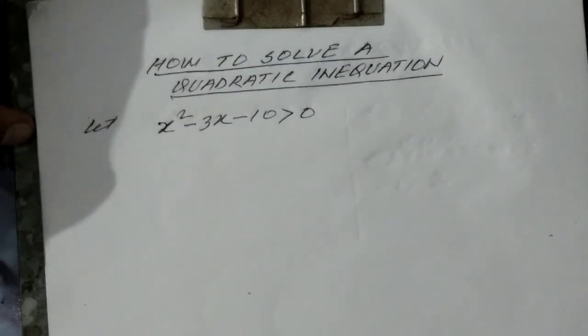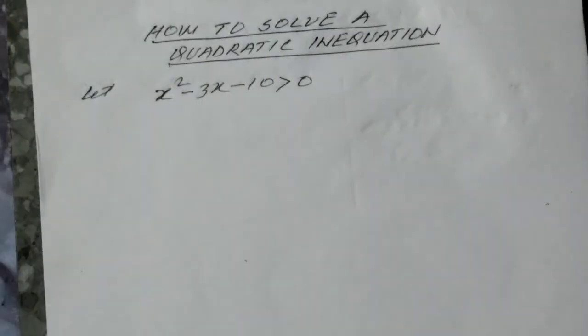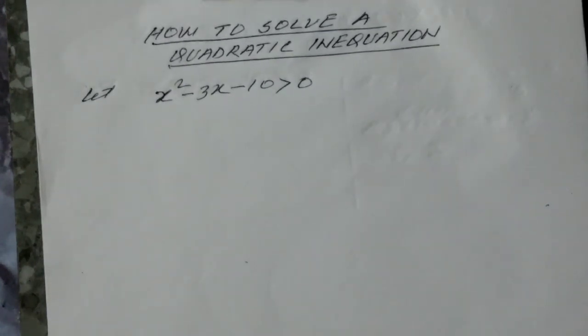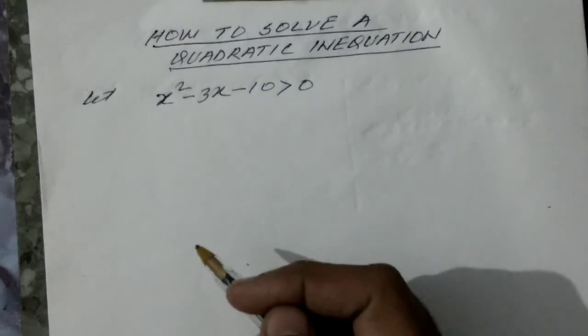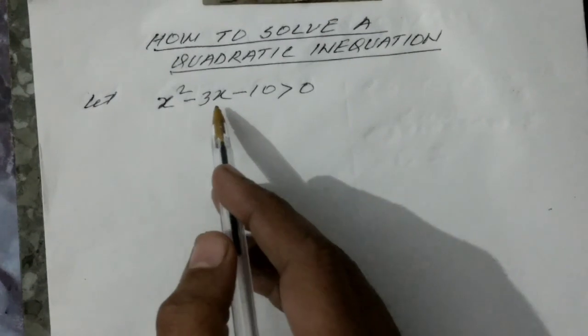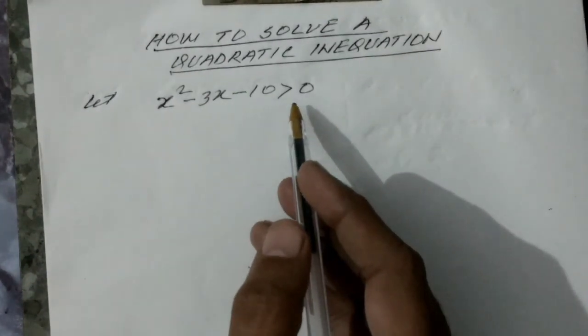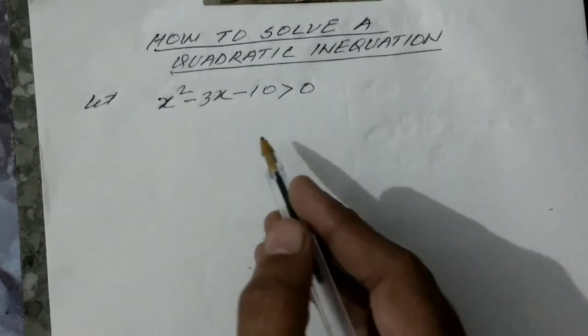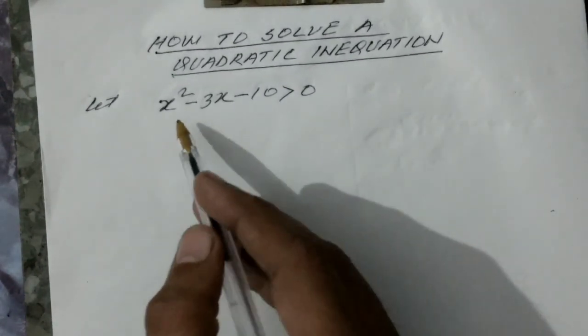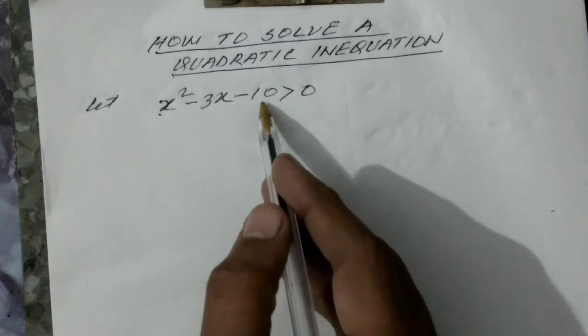Now today in this video I am going to explain how to solve a quadratic inequation. For example, x² - 3x - 10 > 0 is the inequation to be solved. First step, we factorize this inequation.